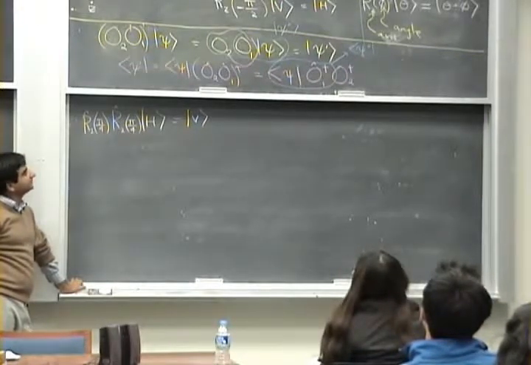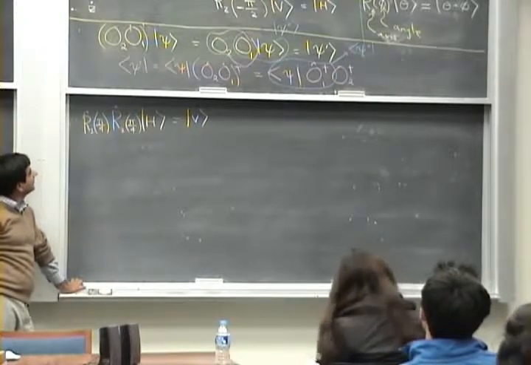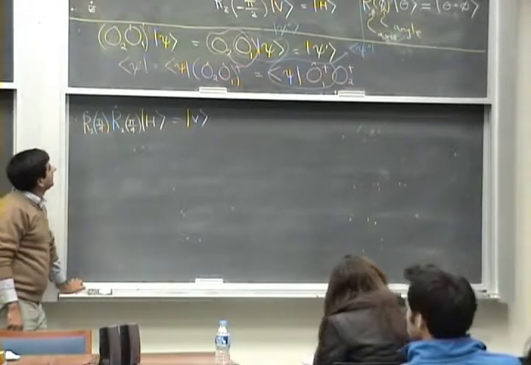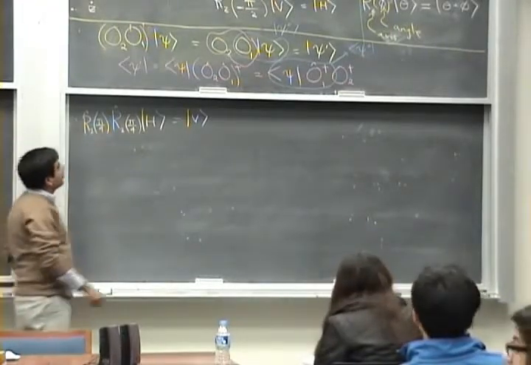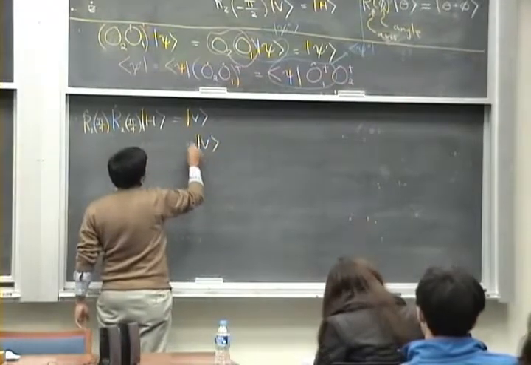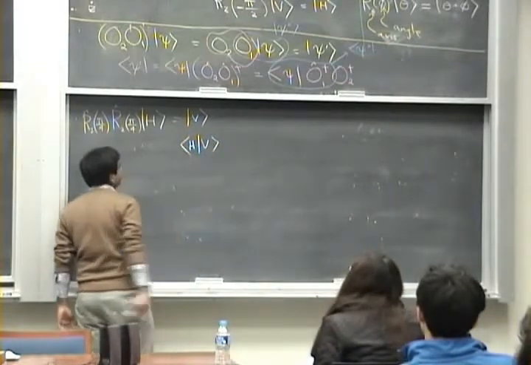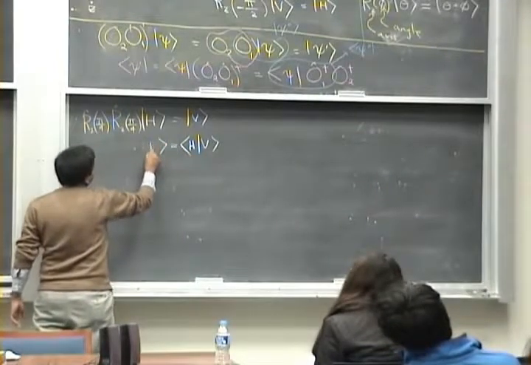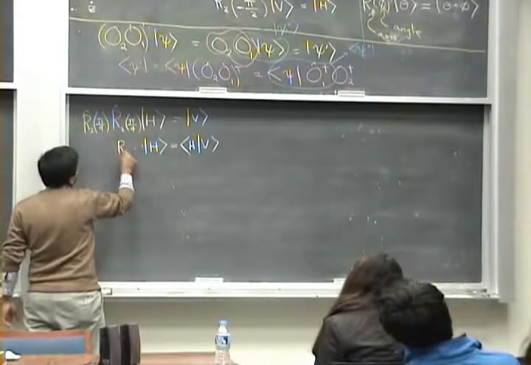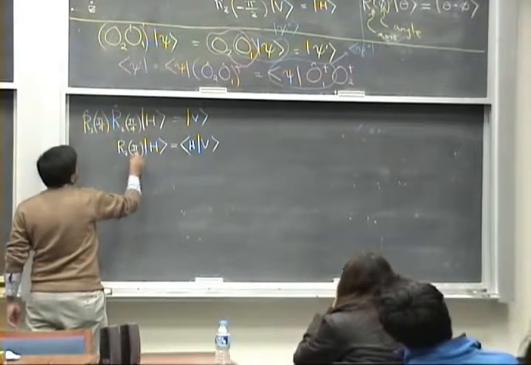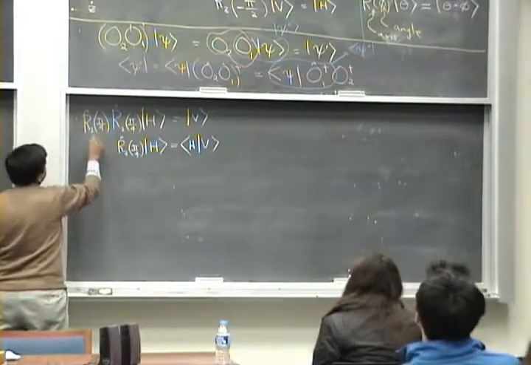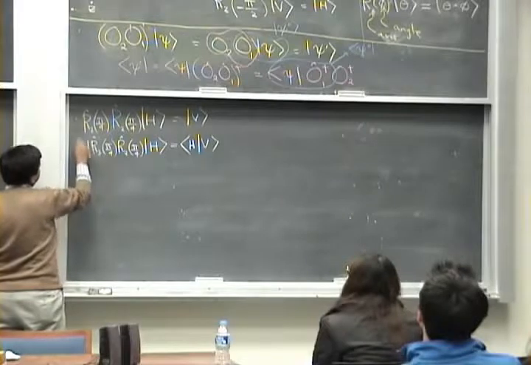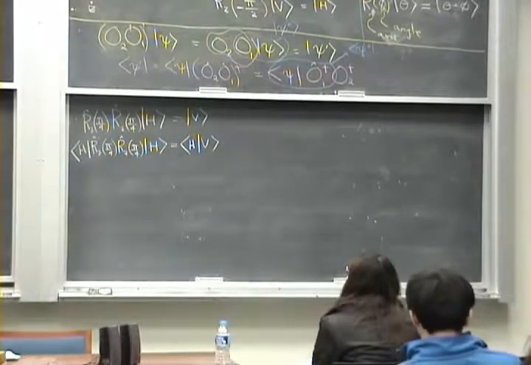Now let's take the inner product of ket V with ket H. Inner product is written like this. So I can write this as ket H, RZ pi by 4, RZ pi by 4 and bra H, right? This is something I can write.